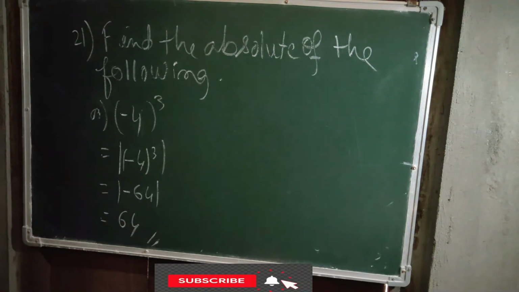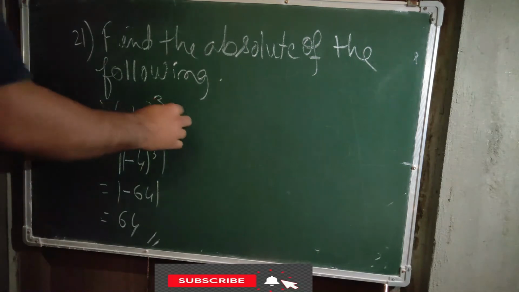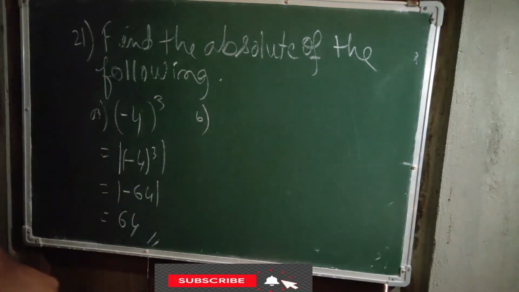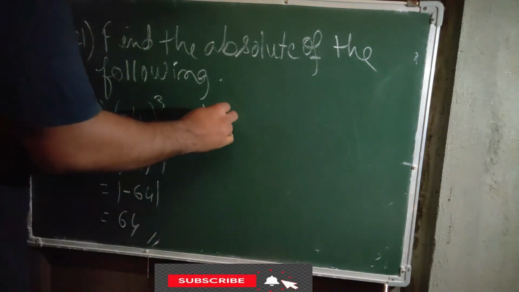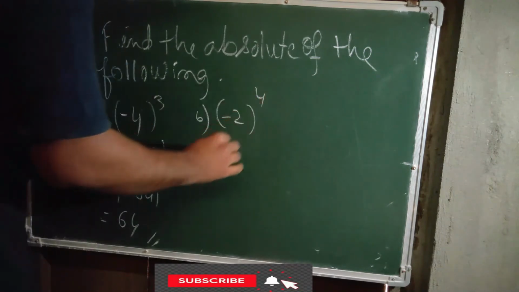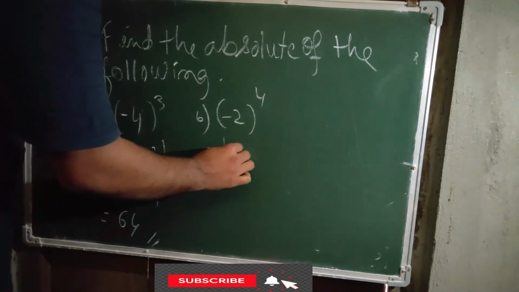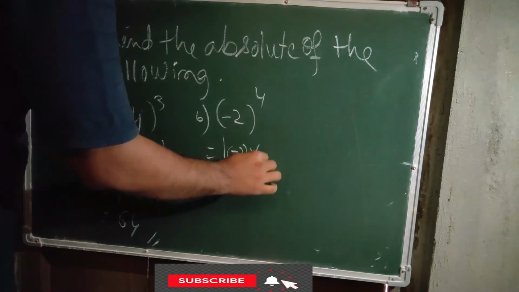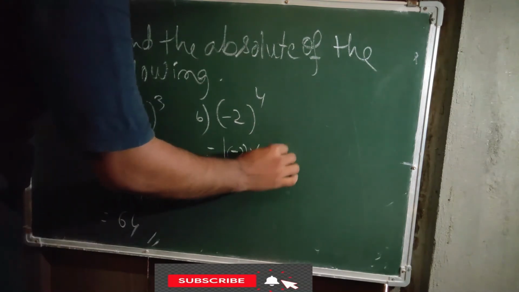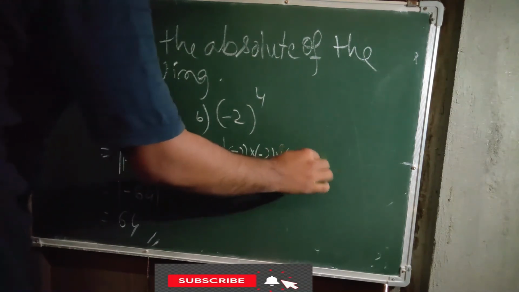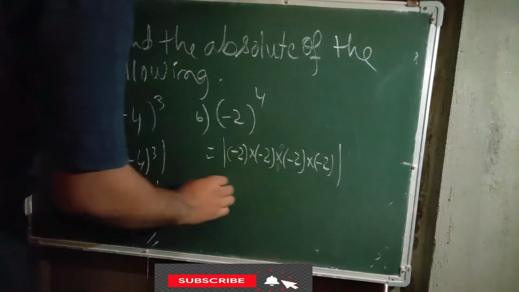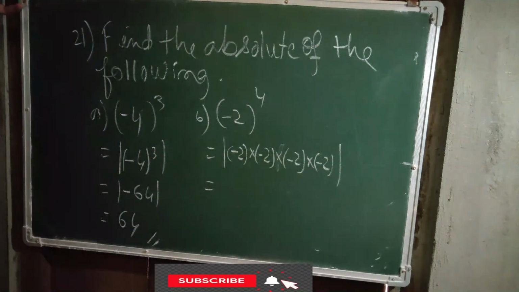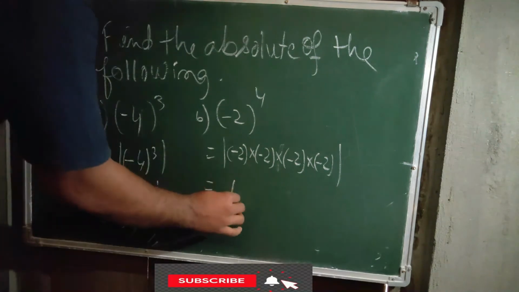Okay. Again, B number is what? B number is -2 to the power 4. So -2 into -2 into -2 into -2. Four times -2 you have to multiply. So we'll get 16.